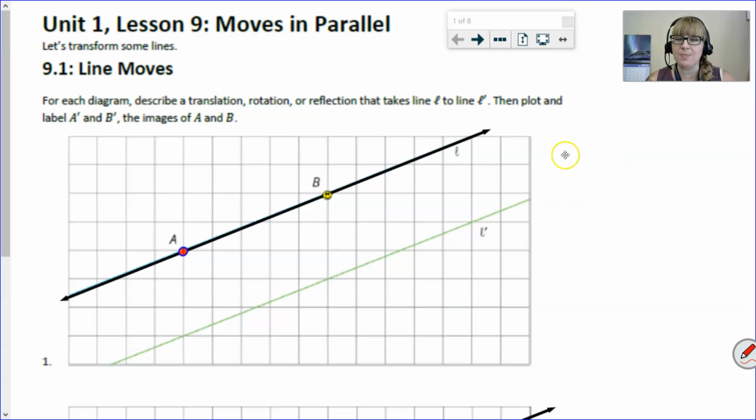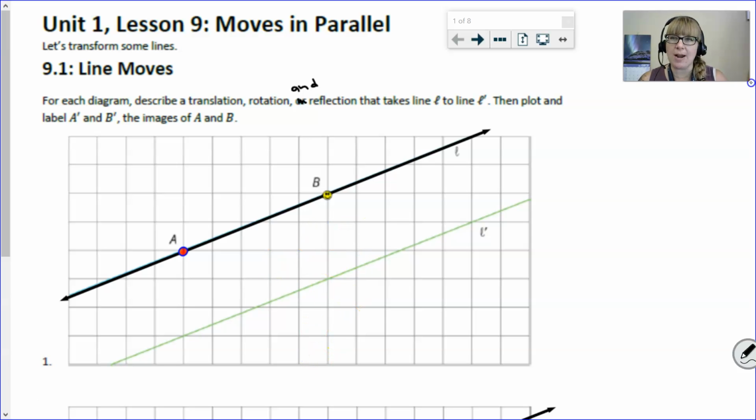So to get started, for each diagram, we're going to focus on just one diagram at a time. For this diagram, it says describe a translation, rotation, or reflection. We're going to change that word or to and. I want you to make your brain work and describe a translation, a rotation, and a reflection that will take line L to line L prime. As we do this, we also have points A and B that are on line L. As we perform these different transformations, we want to pay attention and figure out where A prime and B prime are going to be.